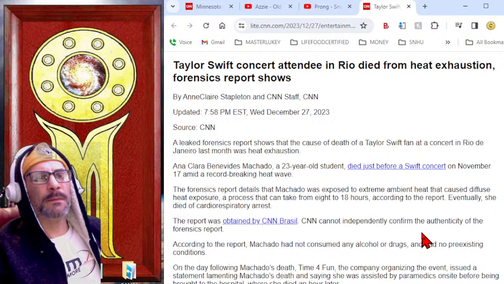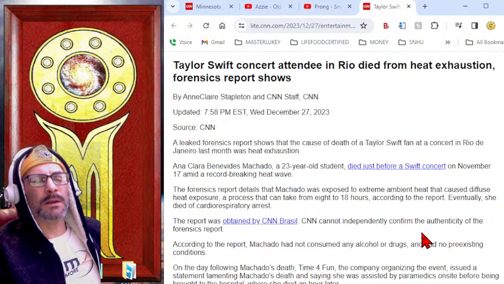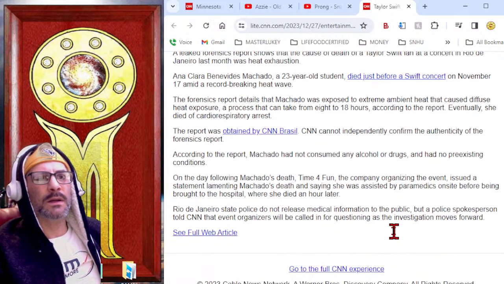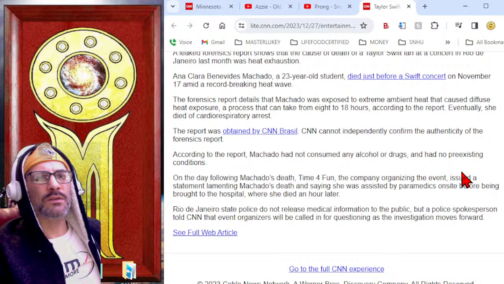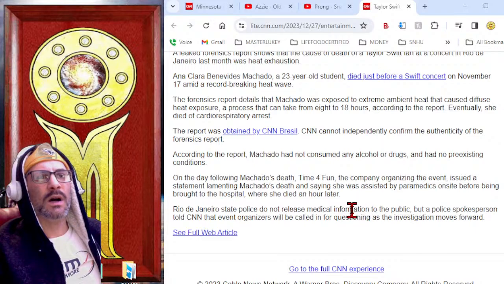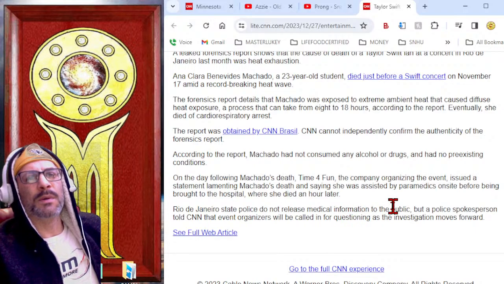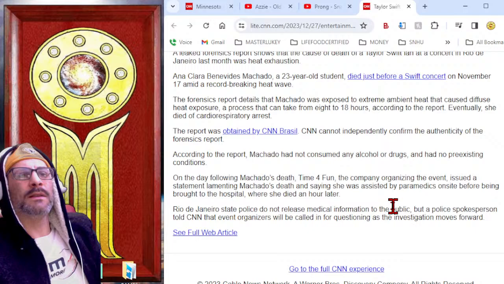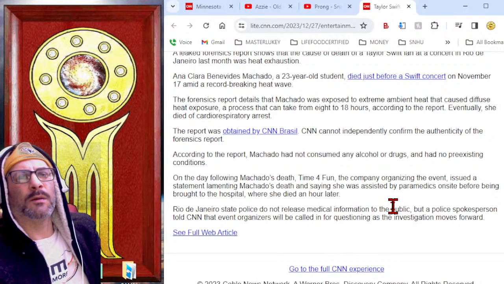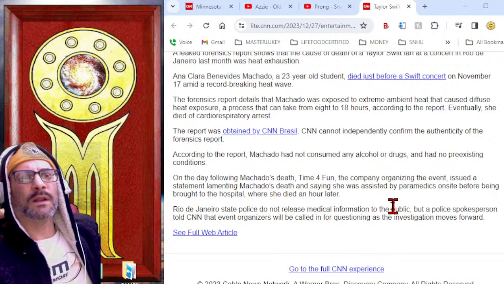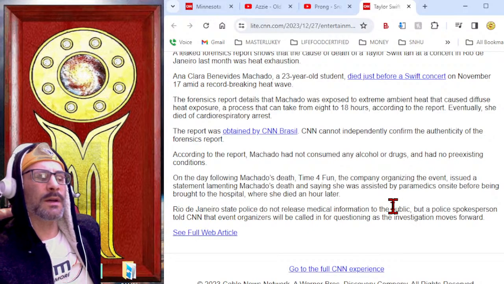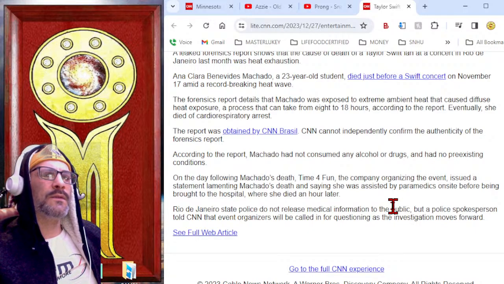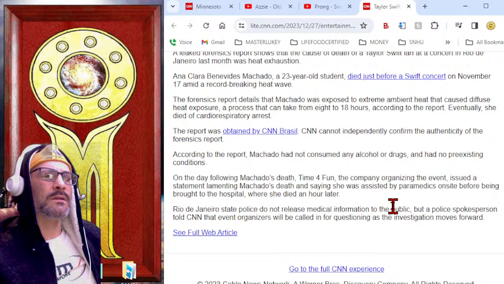The report was obtained by CNN, but it can't be confirmed to be authentic. Okay. According to the report, she didn't do any drugs and didn't do any alcohol, no pre-existing conditions. On the day following her death, the company organizing the event issued a statement lamenting it and saying she was assisted by paramedics on site before being brought to the hospital where she died an hour later. That's pretty bad, man. If you can make it to the hospital, you should survive. What did they do there that messed it up?